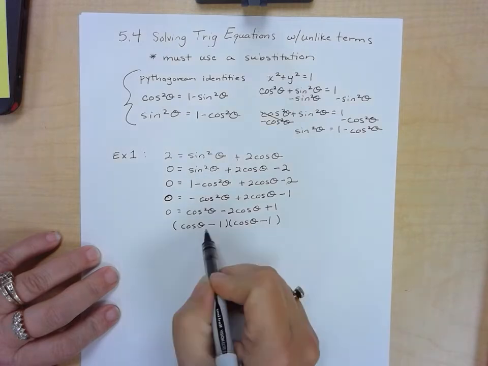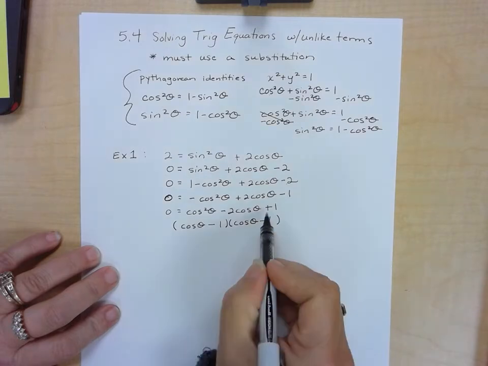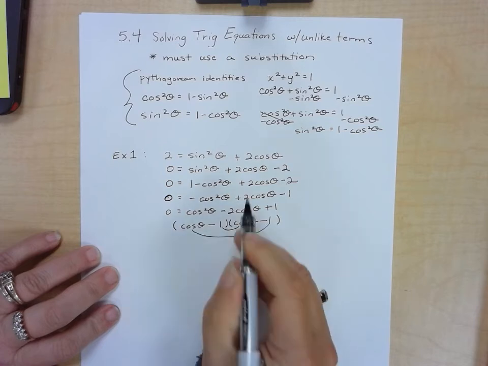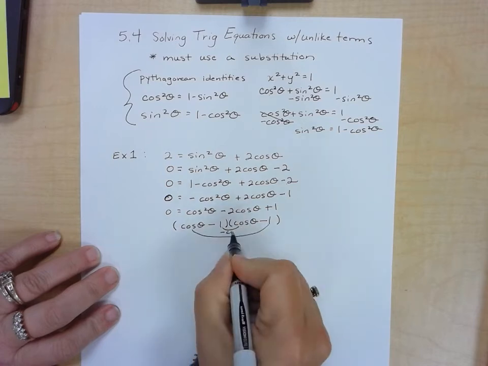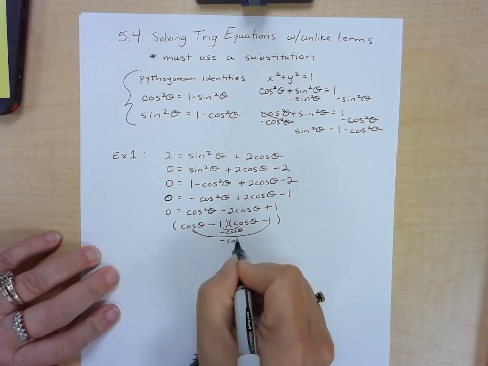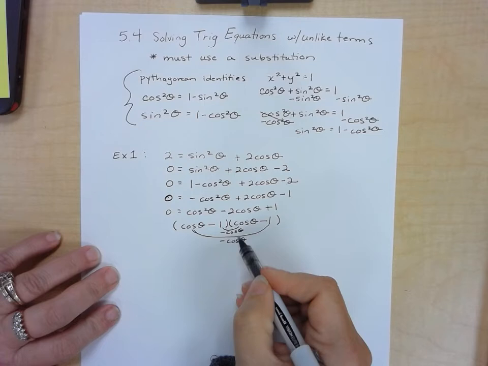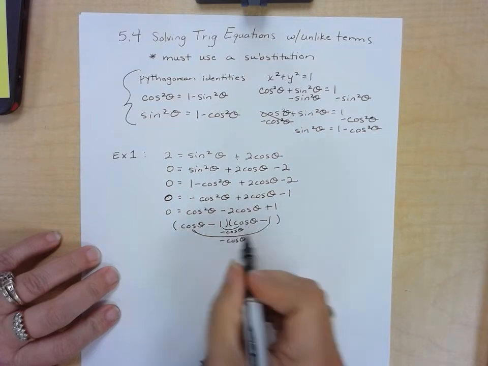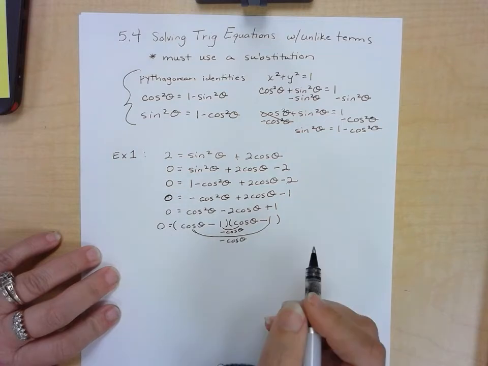If I do my two little smileys, I end up with negative 1 cosine theta, and this one gives me negative 1 cosine theta. If I combine those together, I have negative 2 cosine theta, and so it did factor into cosine theta minus 1 times cosine theta minus 1. So now I'm going to go about solving.